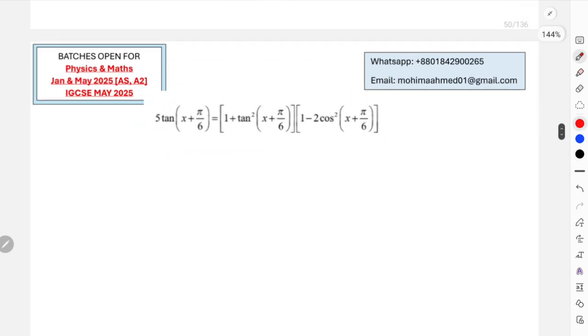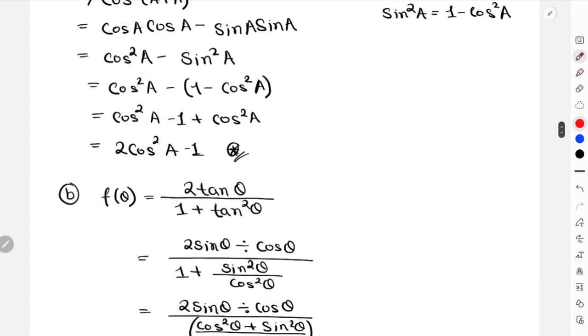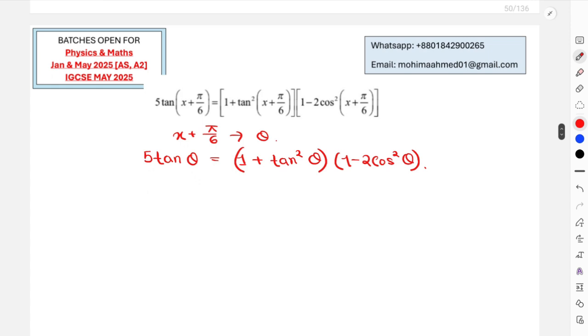Okay, now over here I'm going to consider this x plus pi over 6 as theta for my simplicity. Okay, so now you have 5 tan theta, 1 plus tan square theta, and then 1 minus 2 cos square theta. Okay, previously we had started with 2 tan theta, 1 plus tan square theta, 1 minus 2 cos square theta, right? Okay. In part B2 we calculated that 2 cos square theta minus 1 was there, but not 1 minus 2 cos square theta.